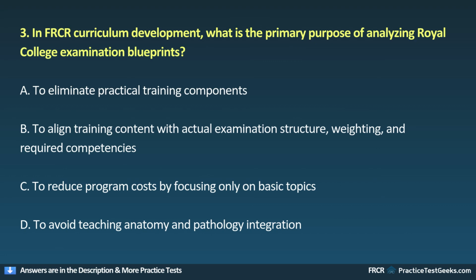3. In FRCR curriculum development, what is the primary purpose of analyzing Royal College examination blueprints? A. To eliminate practical training components. B. To align training content with actual examination structure, weighting, and required competencies. C. To reduce program costs by focusing only on basic topics. D. To avoid teaching anatomy and pathology integration.